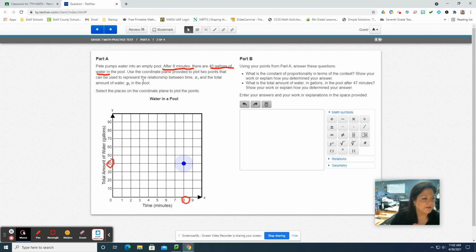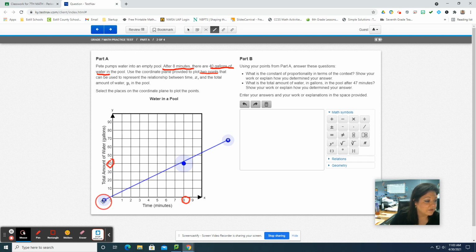Now, I go back to the question. After 8 minutes, there are 40 gallons of water. That point is plotted. It says plot 2 points, so I have to plot another point. I can actually use my straight edge. I know that in order for a line to be proportional, it has to be straight and go through the origin. And the origin is (0, 0). So I am going to use my straight line to see if I can identify some more points.